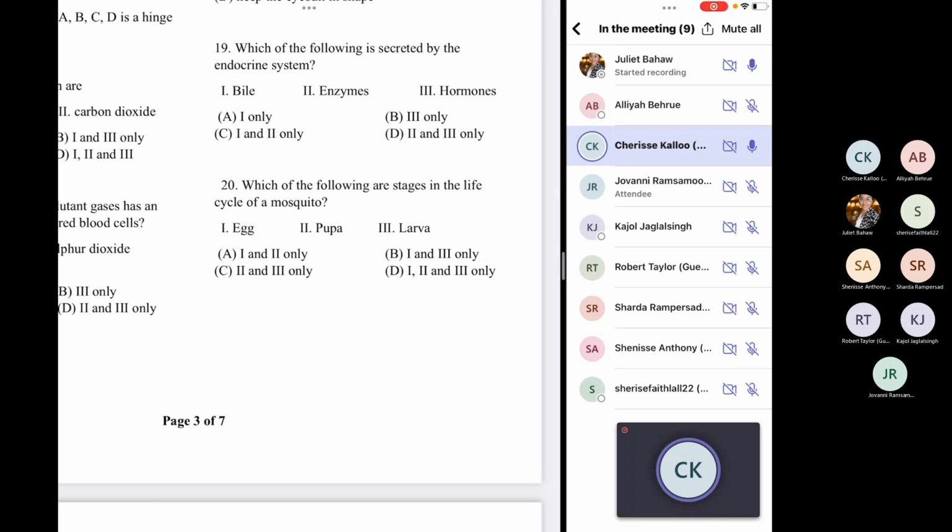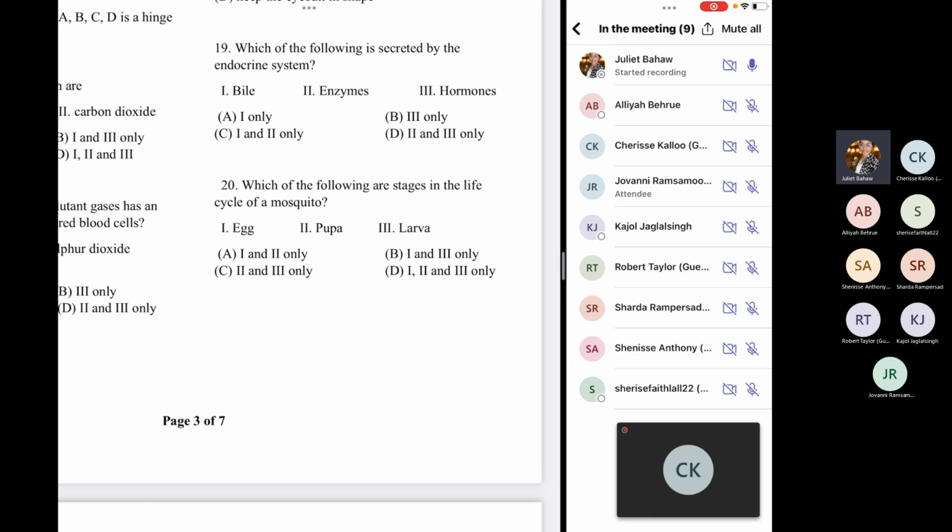Which of the following is secreted by the endocrine system? I had C. Endocrine would be your glands, right. So you have now hormones, and the pancreas is one of the glands that secrete both hormones as well as enzymes, because pancreatic juice contains enzymes. And remember, the pancreas releases insulin and glucagon. So that is the only organ or gland that can work for both of them. So we will have to go with, yeah, C, 1 and 2.